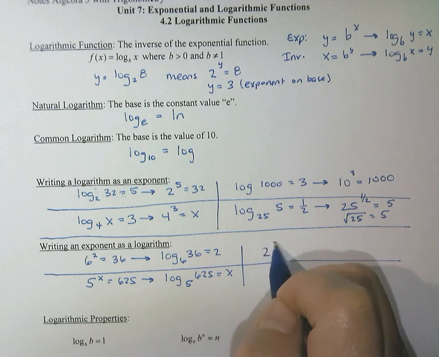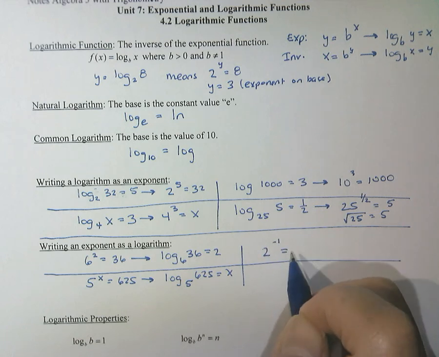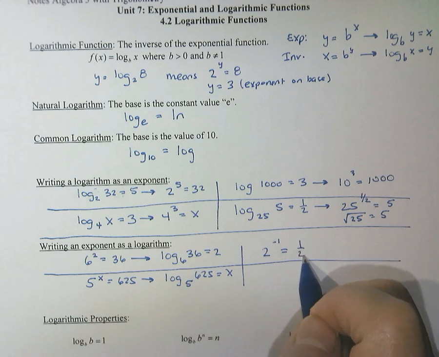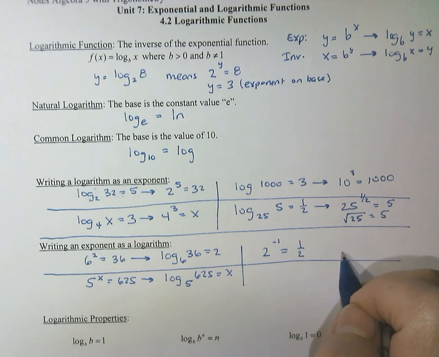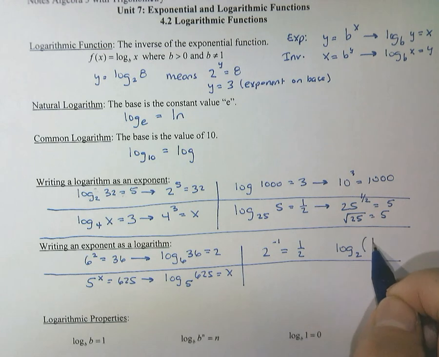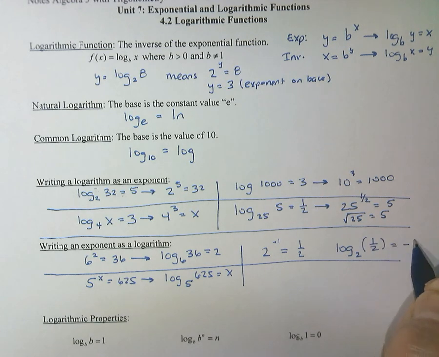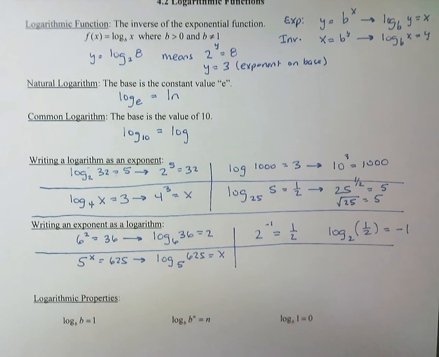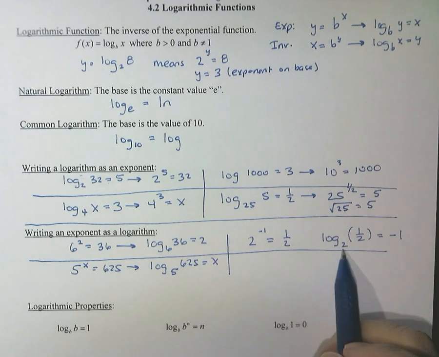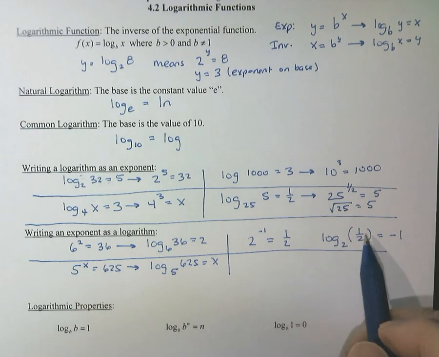I could do negative exponents. 2 to the negative 1st power equals 1/2. As a logarithm, it would be log base 2 of 1/2 equals negative 1. Remember, your base cannot be a negative number. In fact, the value inside here can't be a negative either, and we'll talk about that when we graph these.